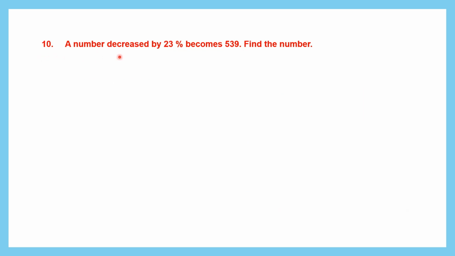Question 10. A number decreased by 23% becomes 539. So this is just like the previous one. There it is increased, here it is decreased. We have to find the number. So this number we don't know. So let the required number be x.